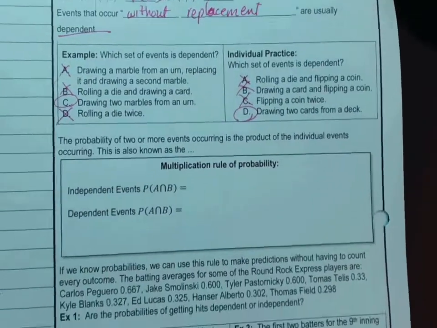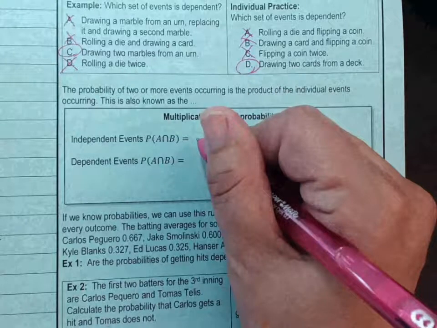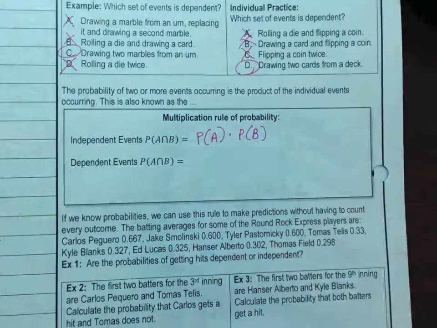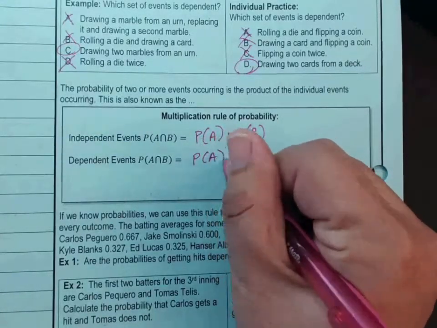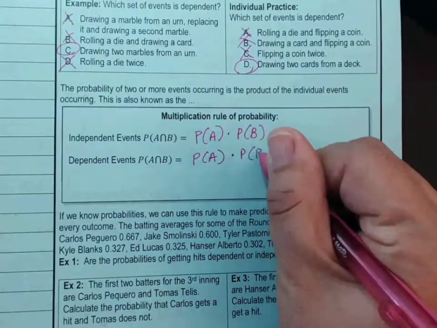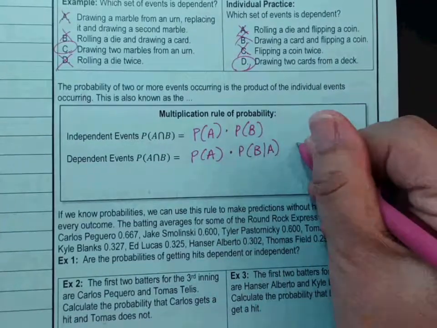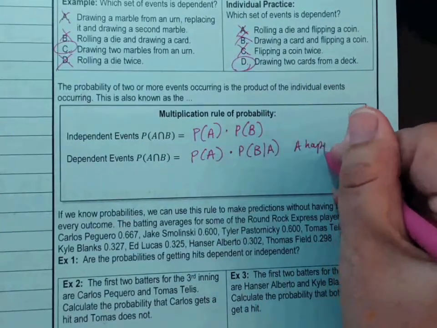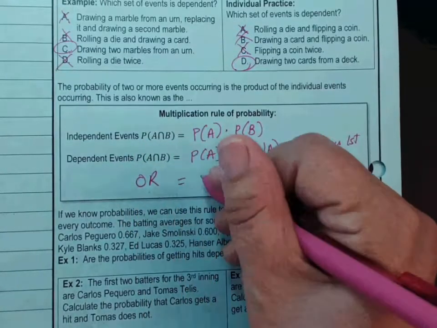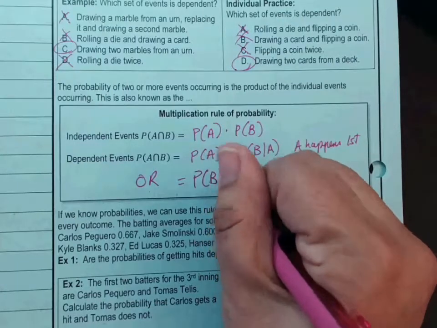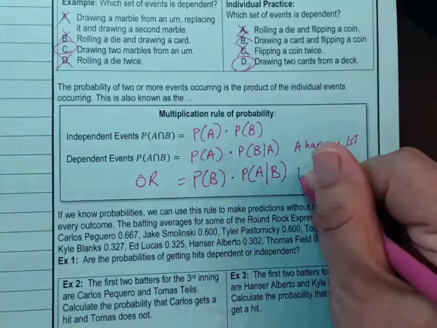So this brings us to the multiplication rule of probability. When they're independent, it's just plain old probability of A times probability of B. And if it's dependent, I have to use the given probabilities. So I will do probability of A times probability of B given A. This assumes that A happens first. Or, what if B happens first? Well, then I'd need probability of B times probability of A given that B happened. So B happens first.